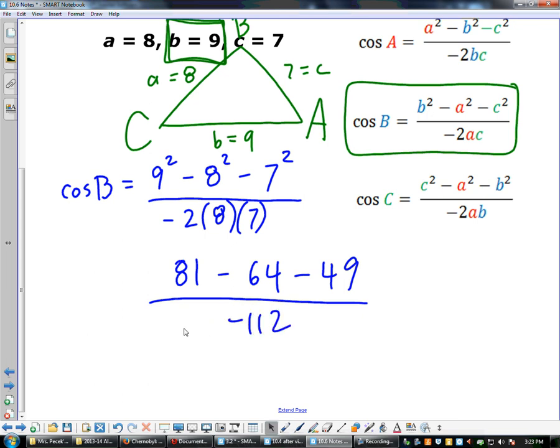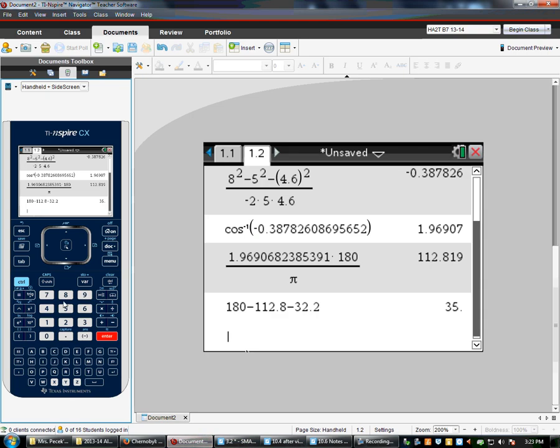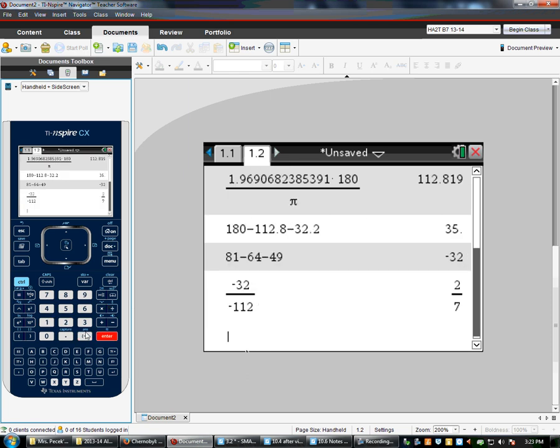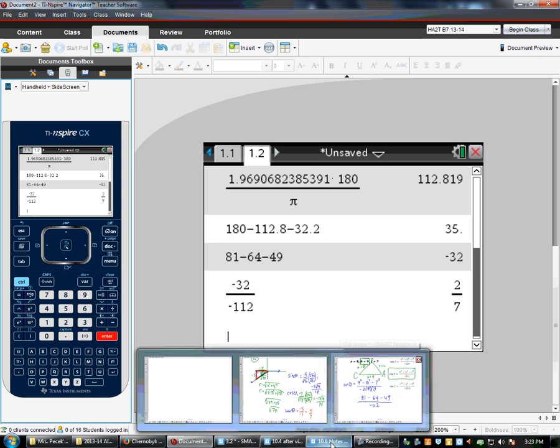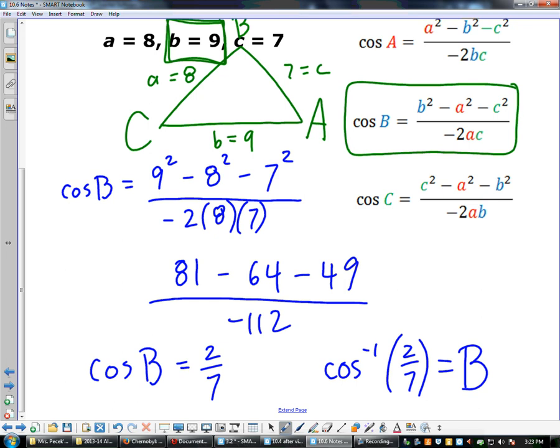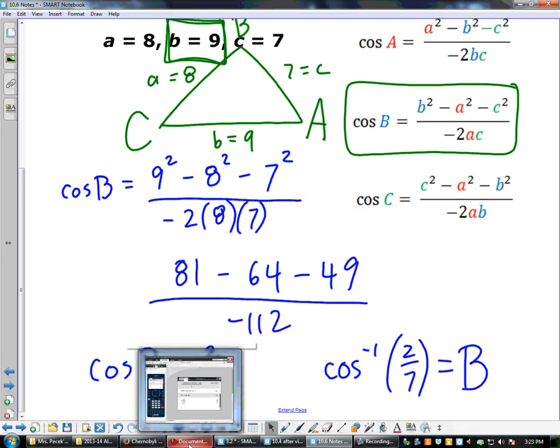All right, and so we can go to our calculator. We're going to do 81 minus 64 minus 49, and that's negative 32, and that's divided by negative 112. Is that right? All right, and so we get our answer is 2/7. So that means that we have the cosine of angle B is equal to 2/7. So in order to find the angle, remember that means that we want cosine inverse of 2/7. That's how we're going to find our angle B. Angle B is the angle whose cosine is 2/7.